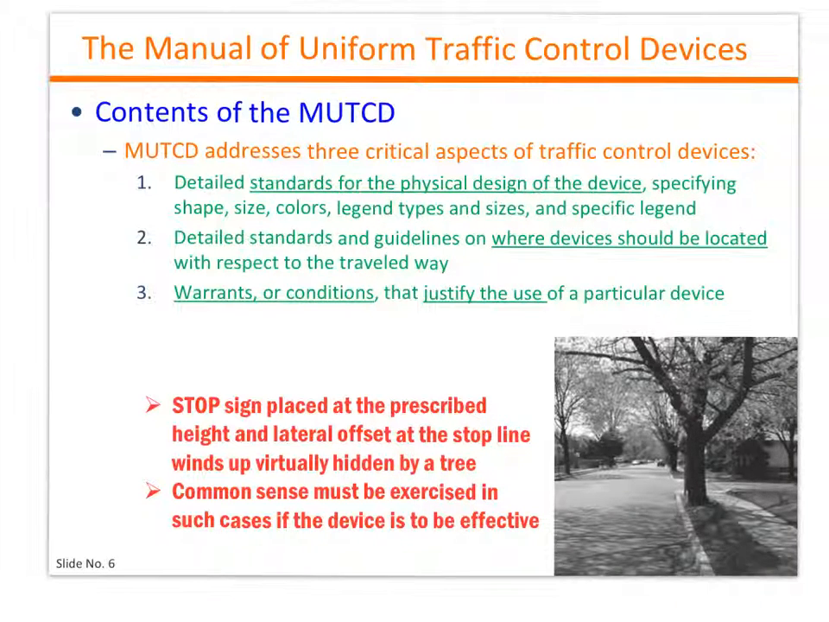So we always tell traffic engineers common sense must also be exercised in such cases if the device is to be effective. Because you may have the best design and put it in the right place with the justification, but you also have to use common sense to see whether it is really going to be visible to drivers by the time they are approaching the intersection or not.